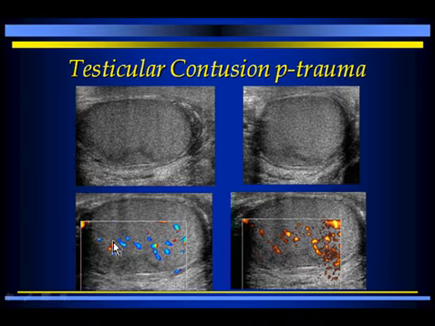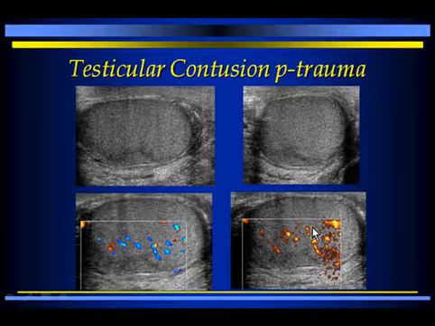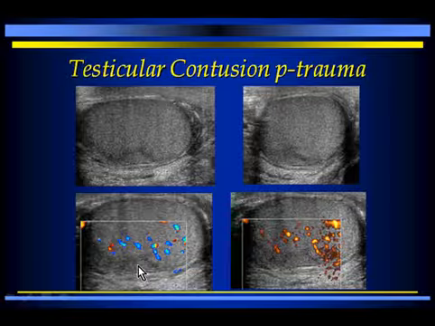You can see here the Doppler flow with color Doppler, with power Doppler. The normal testis has flow. The contused area does not demonstrate the presence of flow.